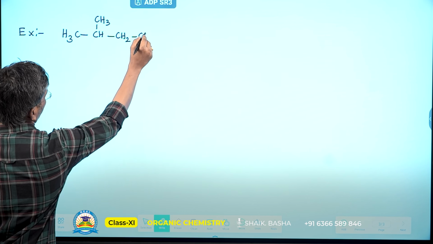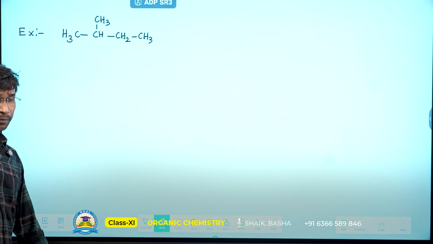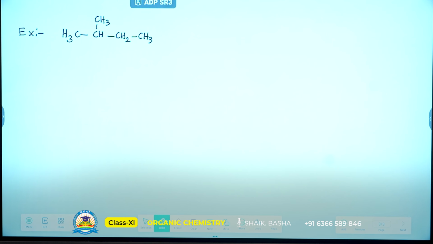I have taken isopentane, of course, nomenclature later. In the given example, how many primary carbon atoms are there? How many secondary carbon atoms are there? Then how many tertiary carbon atoms are there? How many quaternary carbon atoms are there? We'll discuss. And along with that, can we frame any different types of questions?